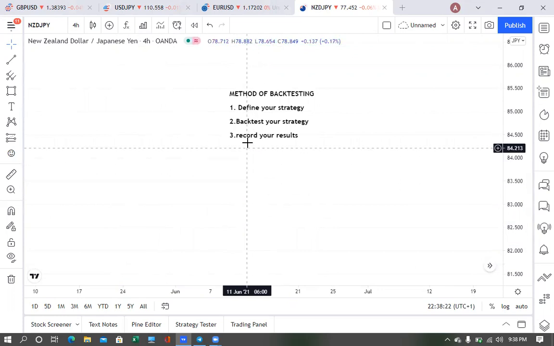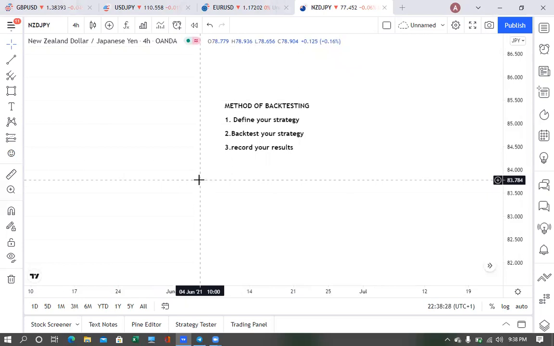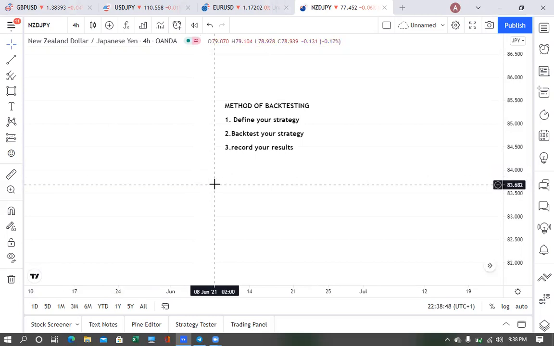And then my third is record your results. Record your results simply means that when you define your strategy and then you backtest your strategy, you need to record the results that your backtesting is giving you. How many wins does the strategy give you, and how many losses does the strategy give you? Assuming you backtest 100 times, in that 100, how many wins do you get using that strategy, and how many losses do you get using that strategy?